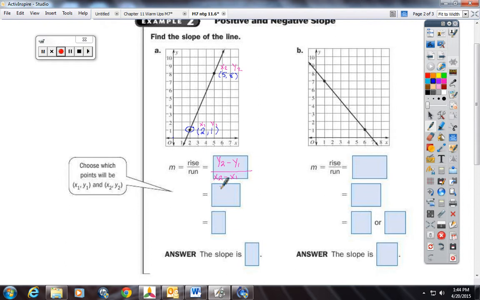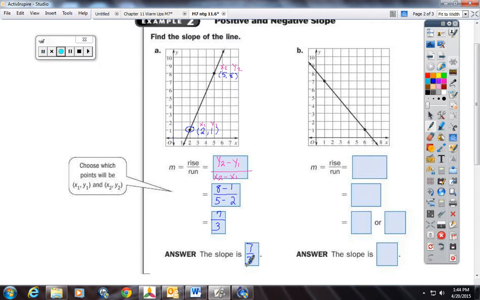Which number represents y1? 1. Which number represents x2? 5. Which number did I label as x1? 2. So now all I have to do is subtract. What's 8 minus 1? 7. And then what's 5 minus 2? 3. Do I have to do anything with that number? Can I leave it? Can it be simplified? Do I have to make it a mixed number? Nope. So we would just say the slope is 7 over 3.